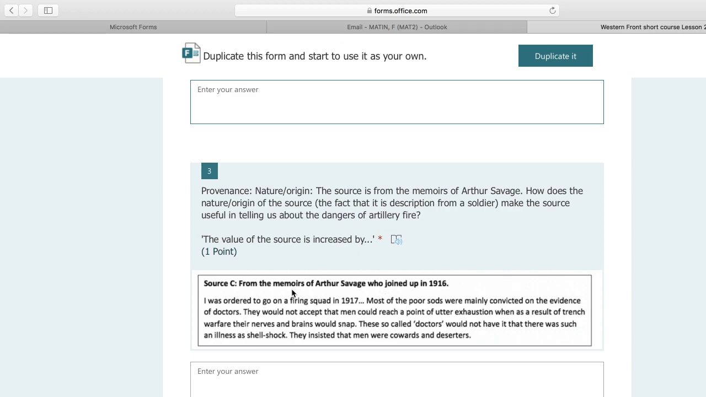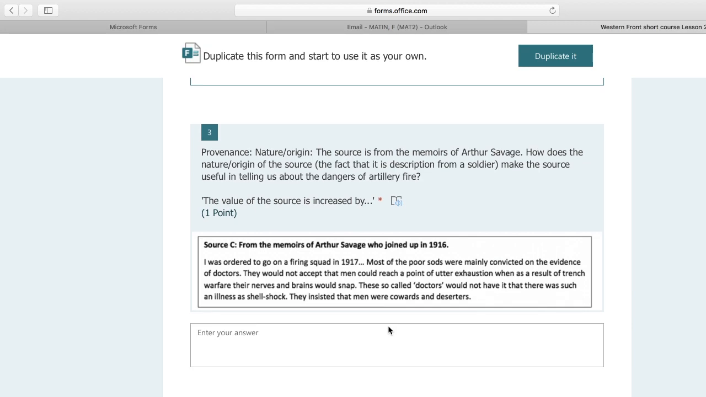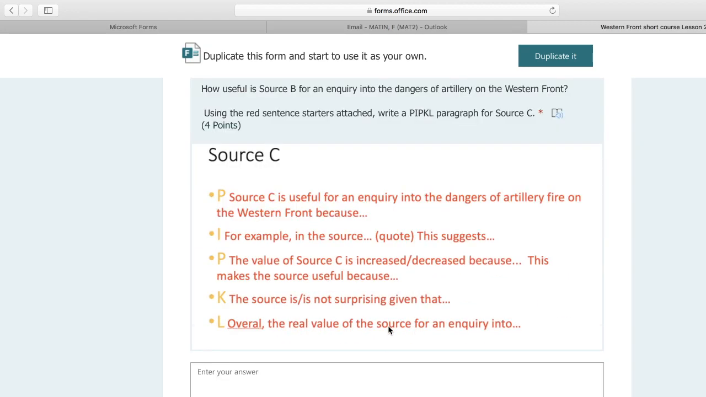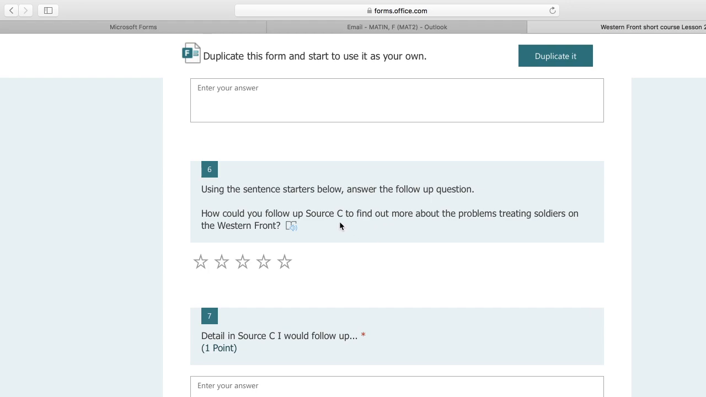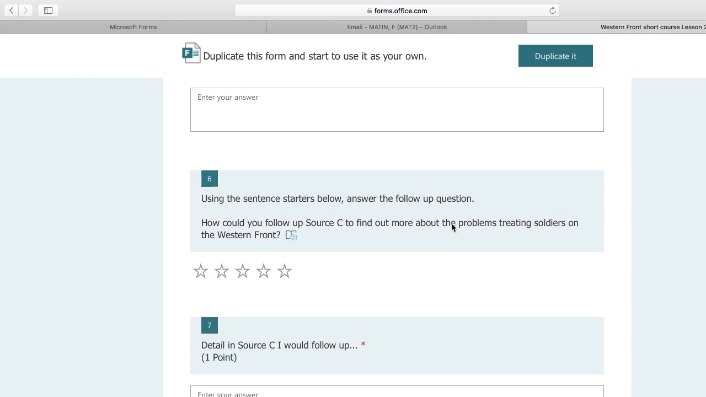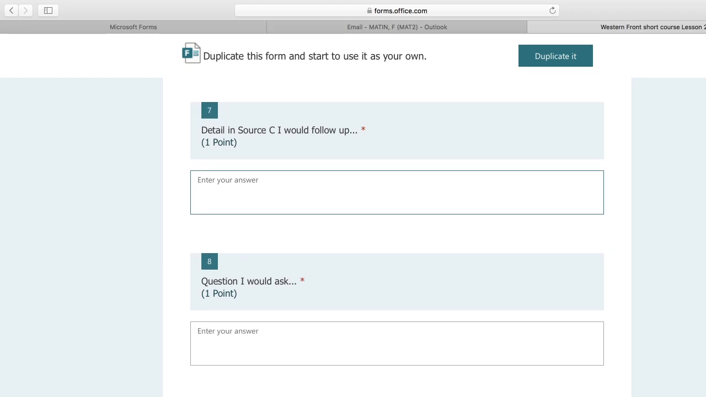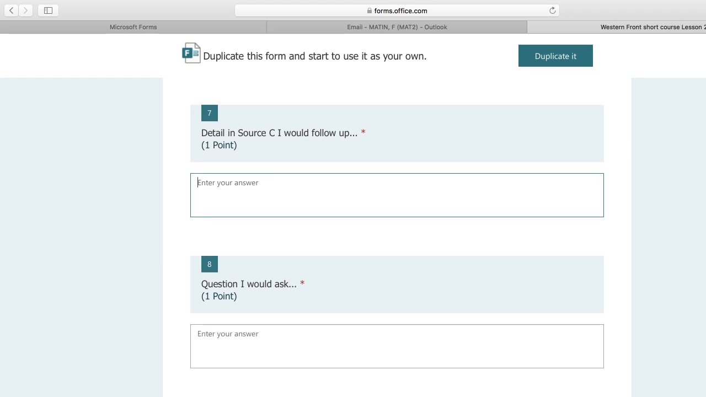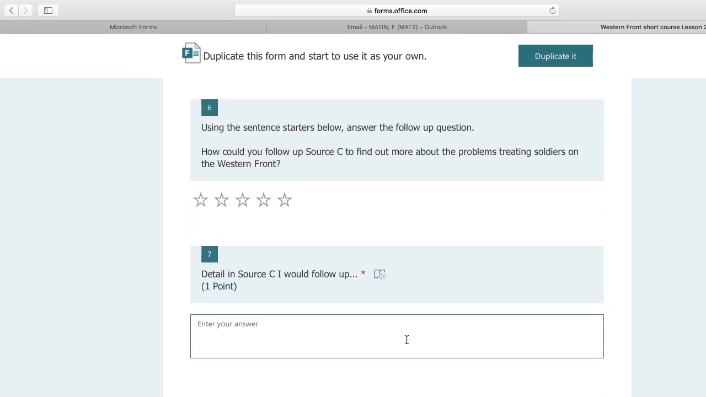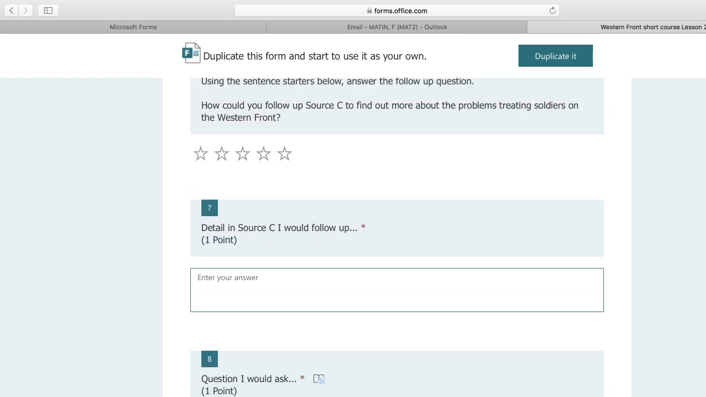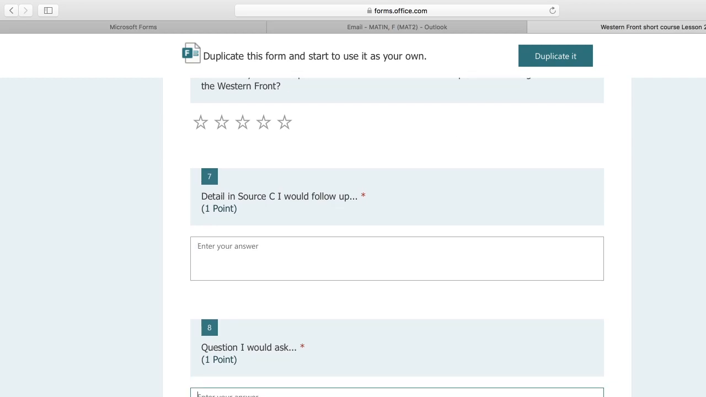So based on what they've said in source C, are there any bits of detail, so a quote, that you can pick out to help you follow up? So how could you follow up source C to find out more about the problems? You're just looking for a quote, and you would put a quote in this box here. You then have to ask a question. Now this question needs to be relevant to what you want to find out. So you're trying to find out, based on that source, any information that you can find out about the problems treating soldiers. So you need to ask a relevant question.